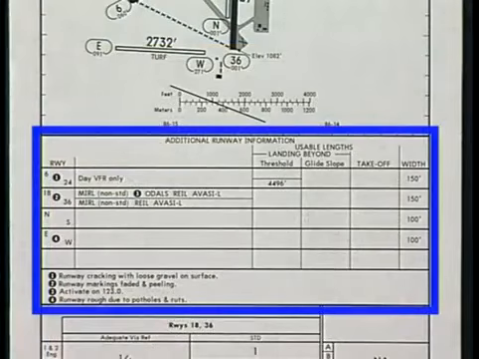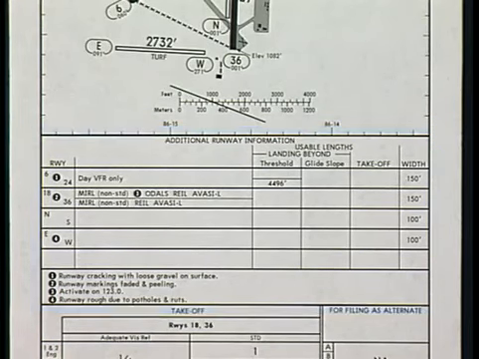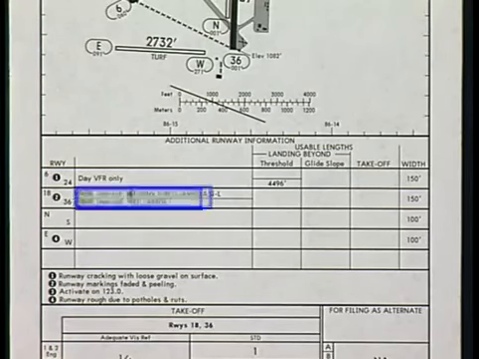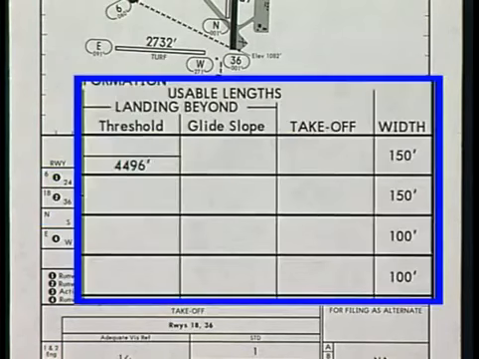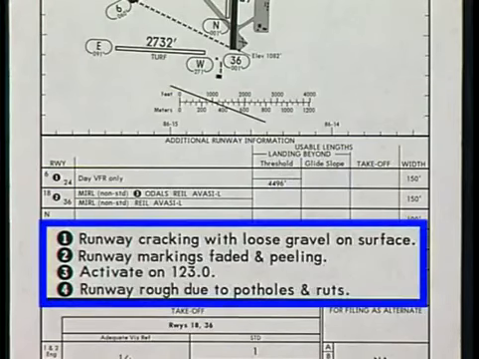The additional runway information section presents more detailed information than can be shown on the plan view. Typically, this information is located below the plan view, but in some cases, it is published as a separate page. The information on this chart includes lighting systems, usable lengths and widths of runways. Appropriate notes are also included.